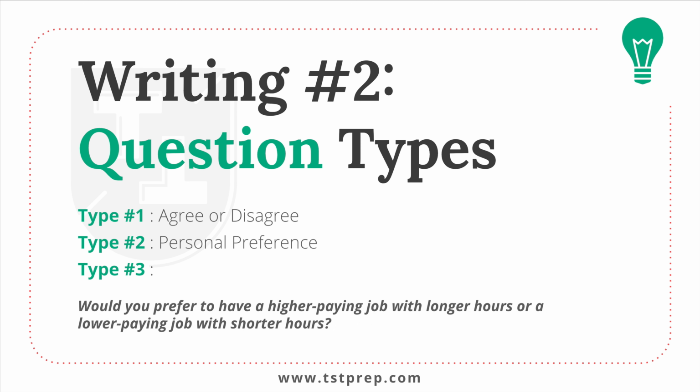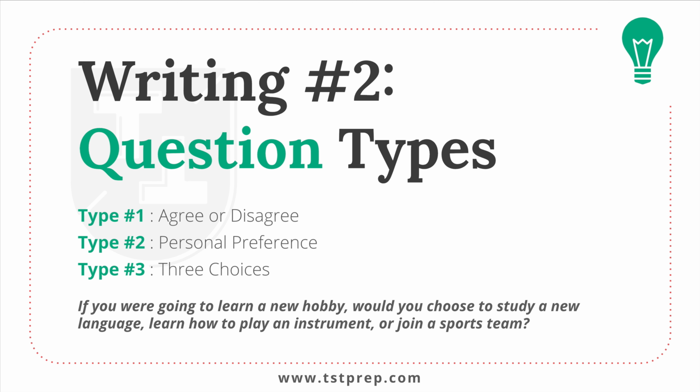Personal preference. Would you prefer to have a higher paying job with longer hours or a lower paying job with shorter hours? And that's would you prefer. Another one is a 3-choice option, which is if you were going to learn a new hobby, would you choose to study a new language, learn how to play an instrument, or join a sports team? 3 choices, pretty simple. All of these have to do with your opinion.